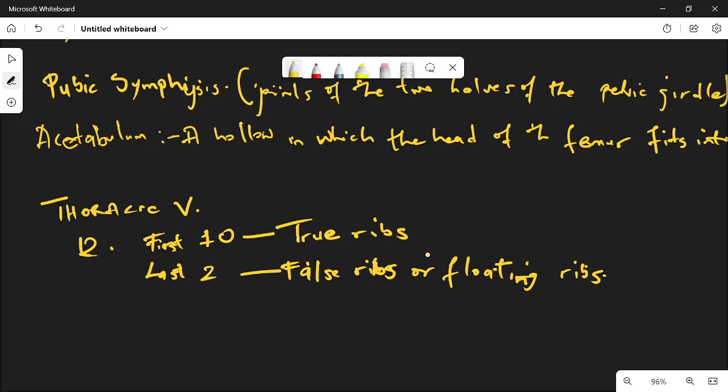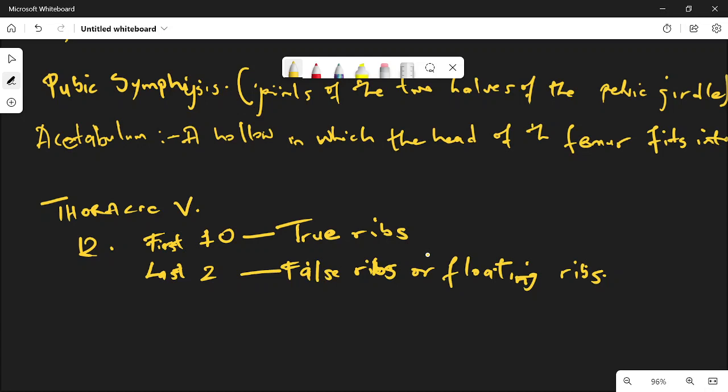And then we have the lumbar bones. They are the ones found in the upper abdomen. They are 5 in number, and they are followed by another set of 5 bones called the sacral bones. They make up the lower abdomen. And lastly, we have the caudal bones, which are the tail bones. So that is that about the vertebral column and the ribs.